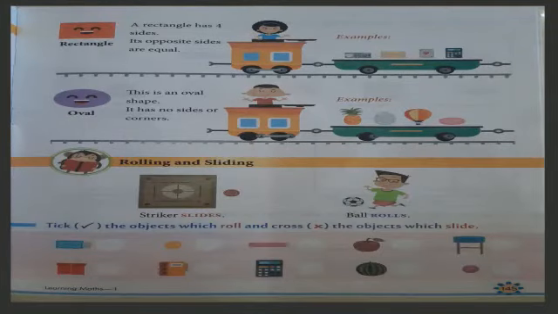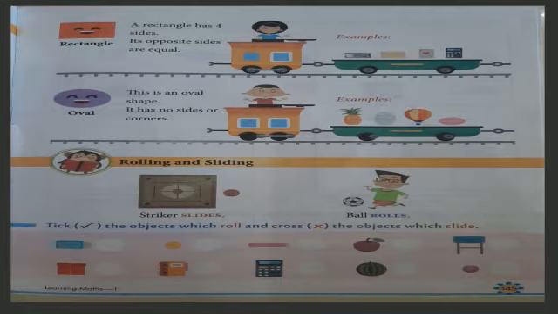The next shape is rectangle. Like square, rectangle also has 4 sides and 4 corners. But it has only opposite sides of equal length. Yes, square has all its sides equal. But in rectangle, only opposite sides are equal. Let's see the examples. Duster, notebook, calculator, note. Yes, these are the examples of rectangle.